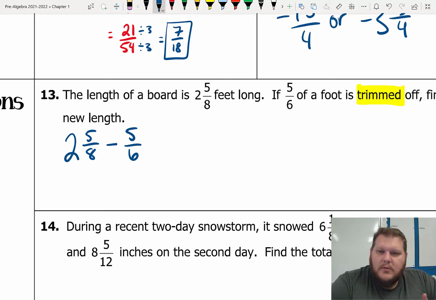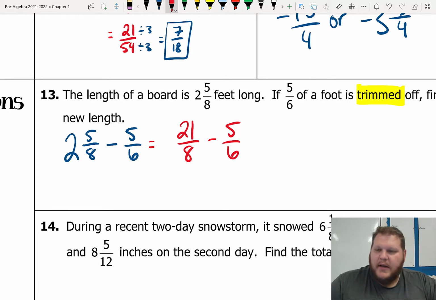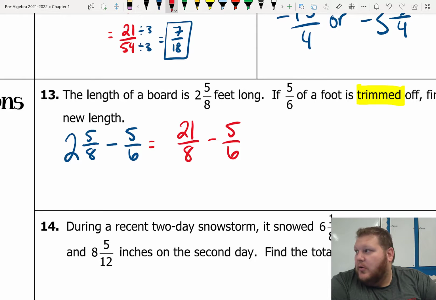So from here, it's just the same process we were doing. Start by converting any improper or mixed numbers into an improper fraction. 2 times 8 is 16. 16 plus 5 is 21 over 8. And then my 5/6 was already a proper fraction. So now I have to find my least common denominator. If you find the least common denominator, it should be 24 in this case.